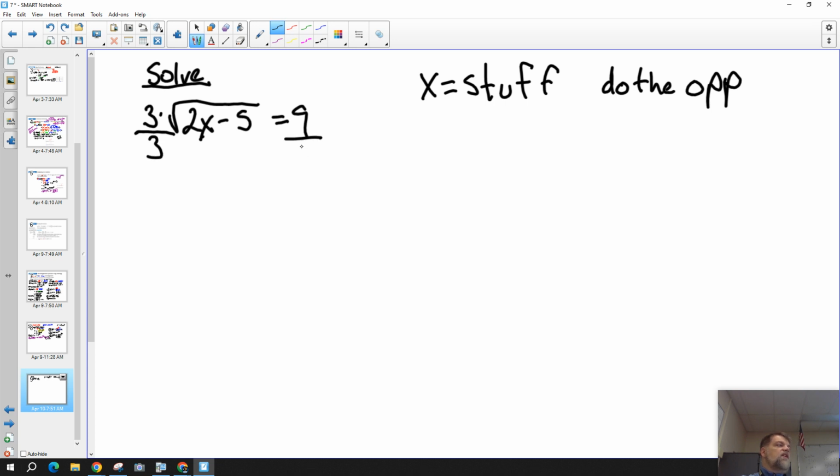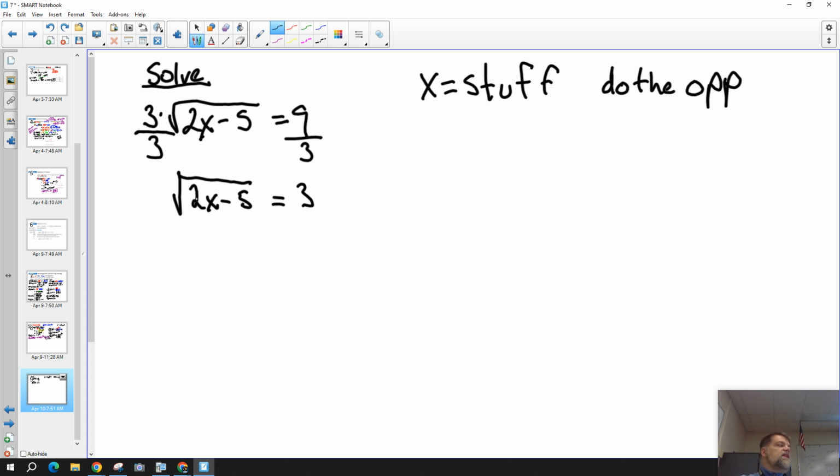Now remember, whatever I do on one side, I got to do to the other side. So 3 divided by 3 is just 1, so now I'm left with the square root of 2x minus 5 is equal to 9 divided by 3, which is just 3, right?